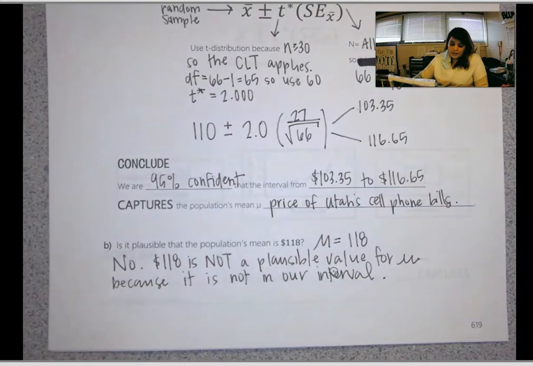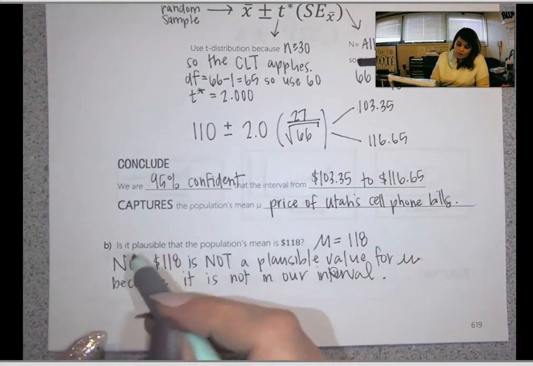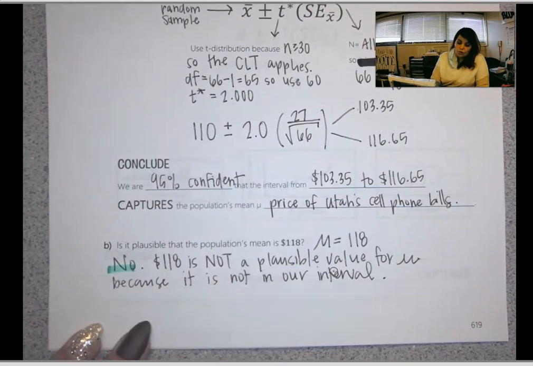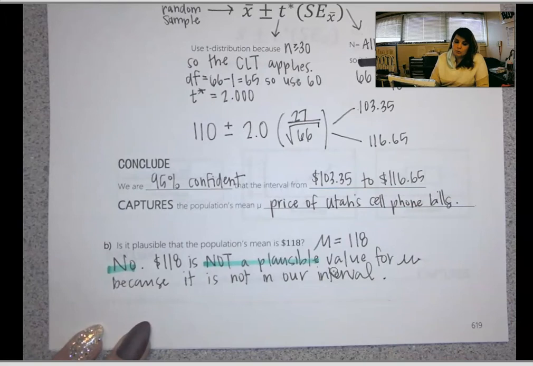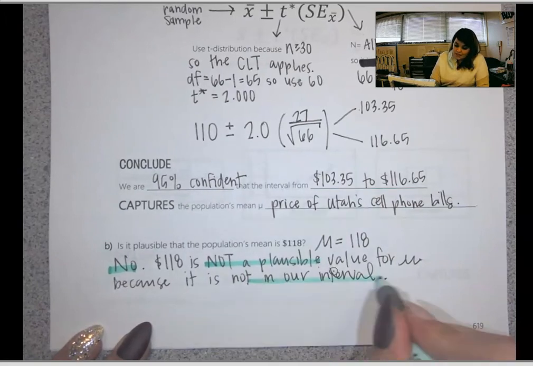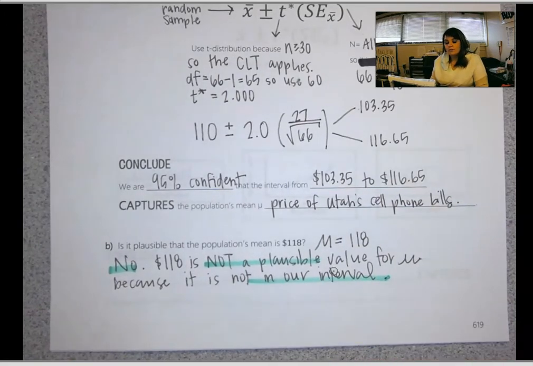There are 3 pieces that you have to have for this answer. You need to explicitly say no, explicitly say not plausible, and explicitly say not in our interval. As long as you do those 3 things, it doesn't matter how you word it, what order you word it in, as long as you have those 3 things.